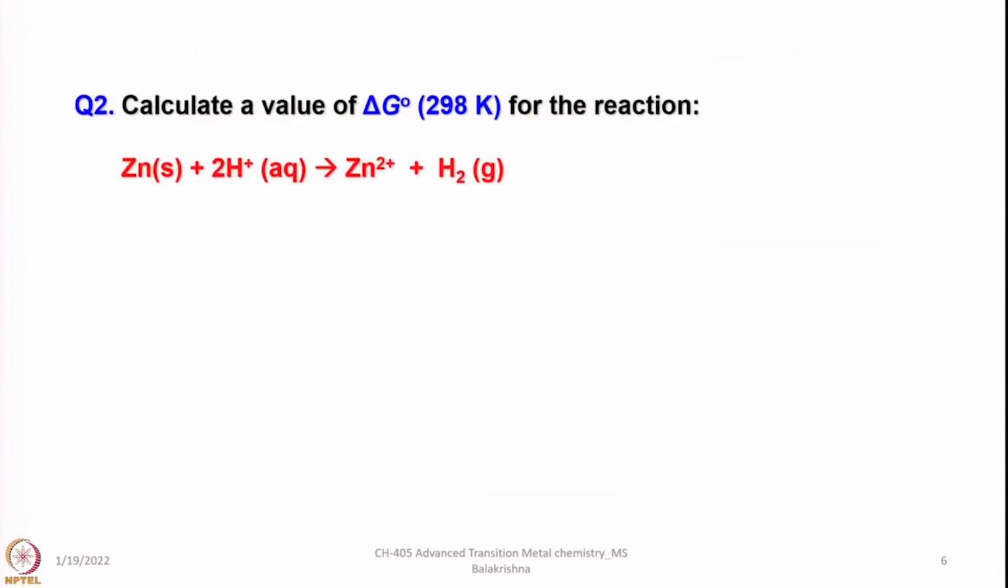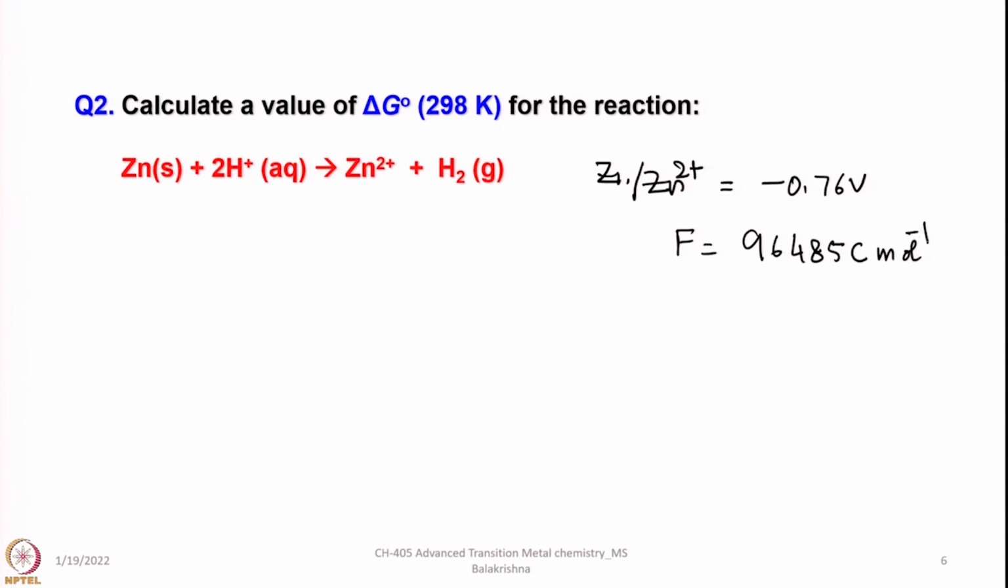Let us look into one more question here. Calculate the value of delta G for the reaction. Of course, here again you can anticipate the same answer that I showed you in my previous solution. Here what we have to do, once again, we have the value of minus 0.76 volt, and F is known, 96485 coulombs per mole.